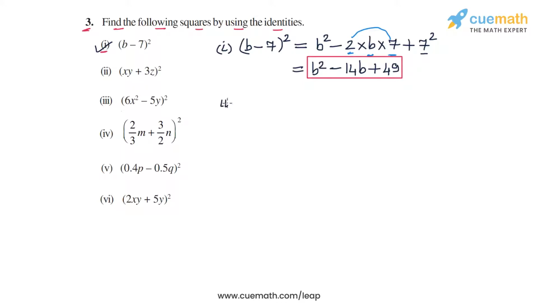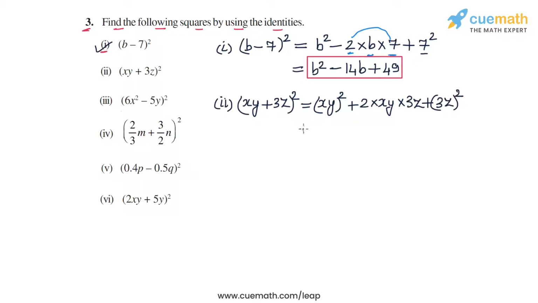Now we go to part 2. In part 2, we have to calculate xy plus 3z whole square. So this is of the form a plus b whole square, which can be expanded as a square plus 2ab plus b square. So we expand this as xy whole square plus 2 into xy into 3z, and then we have 3z whole square.